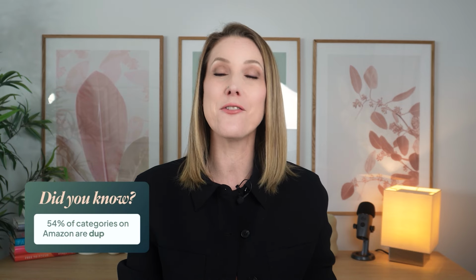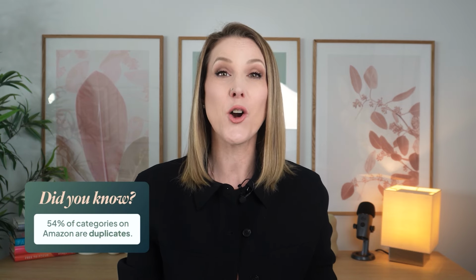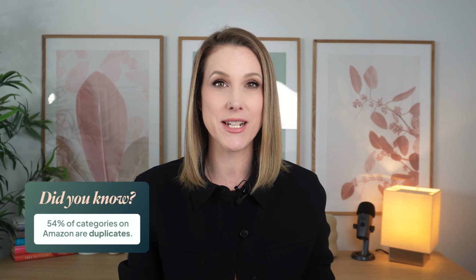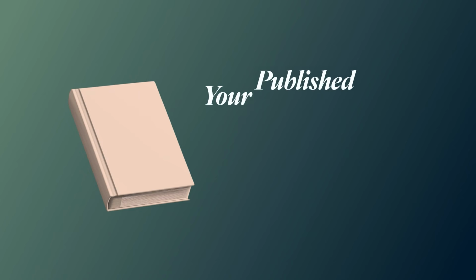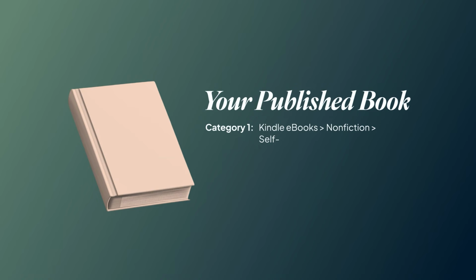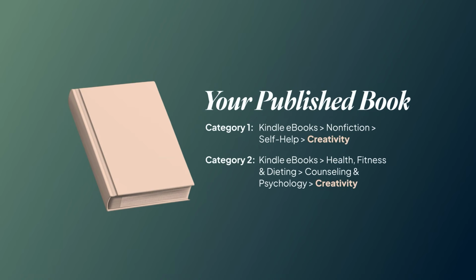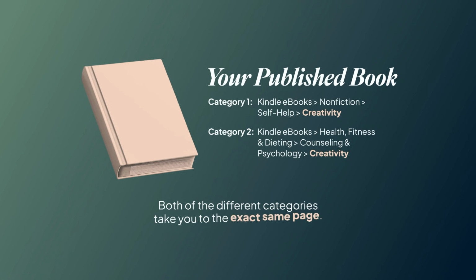Now, firstly, did you know that 54% of all categories on Amazon are actually duplicate categories? And here's what that means. It means that if you are choosing 2 duplicate categories, you're effectively just choosing 1 category. That's because both of the different categories take you to the exact same page on Amazon. Now, using this strategically can actually be a good thing.